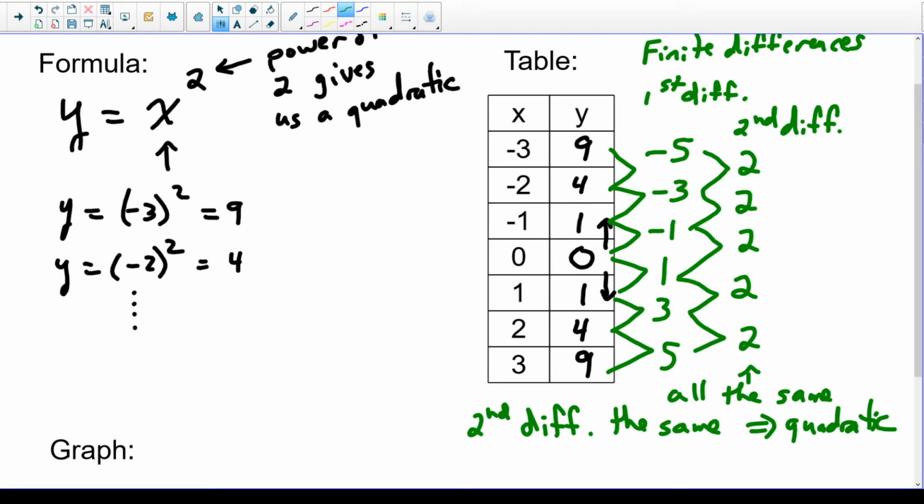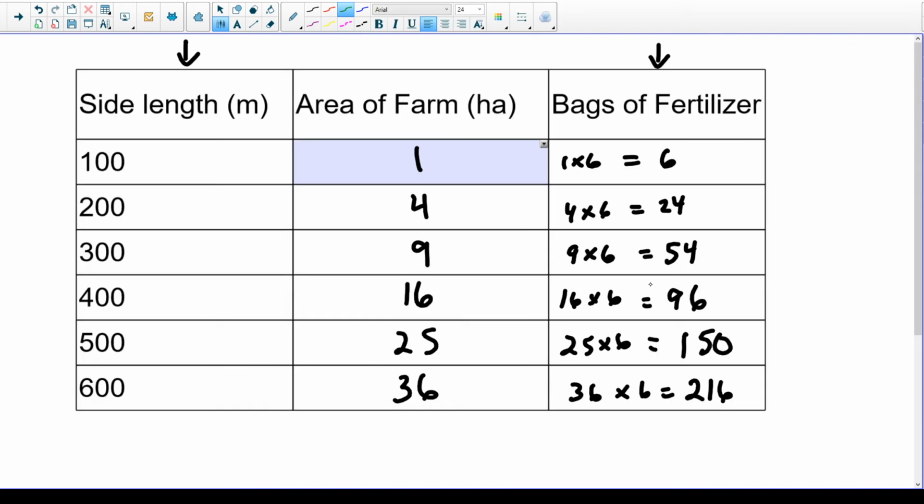So why would that be important? Well, if I go back to the previous slide here, if we check to see where our second differences are the same, in which row, well, if you look over here, 600 minus 500 is 100, 500 minus 400 is 100. That means all of our first differences would be the same. But what would happen if we did these ones?